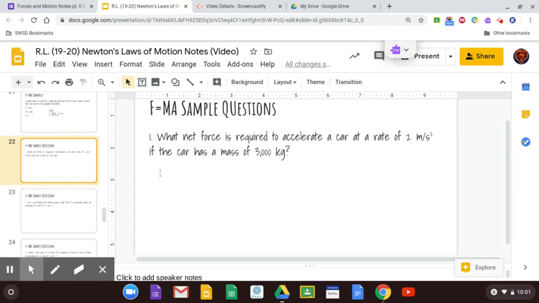But this one is asking, what net force is required to accelerate a car at a rate of 2 meters per second squared if the car has a mass of 3,000 kilograms? So if you want, you can pause it now, figure it out, and then play when you're done.